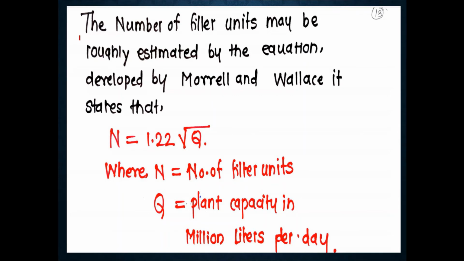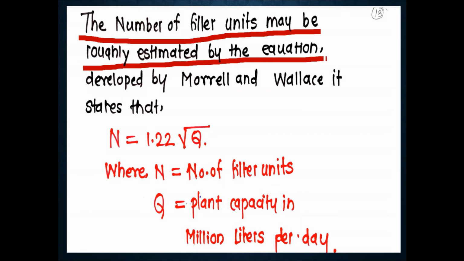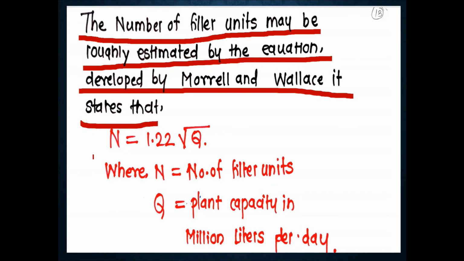I have written here: the number of filter units may be roughly estimated by using the equation developed by Morrell and Wallace, and that equation states that capital N is equal to 1.22 square root of Q.